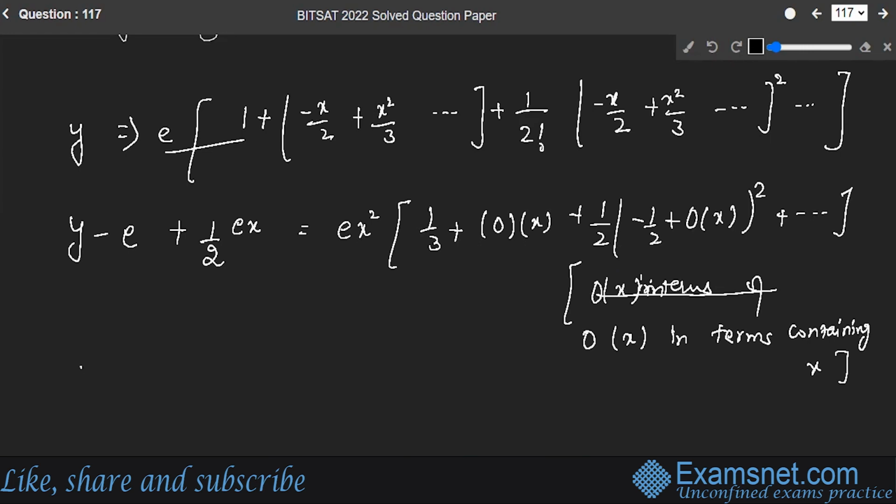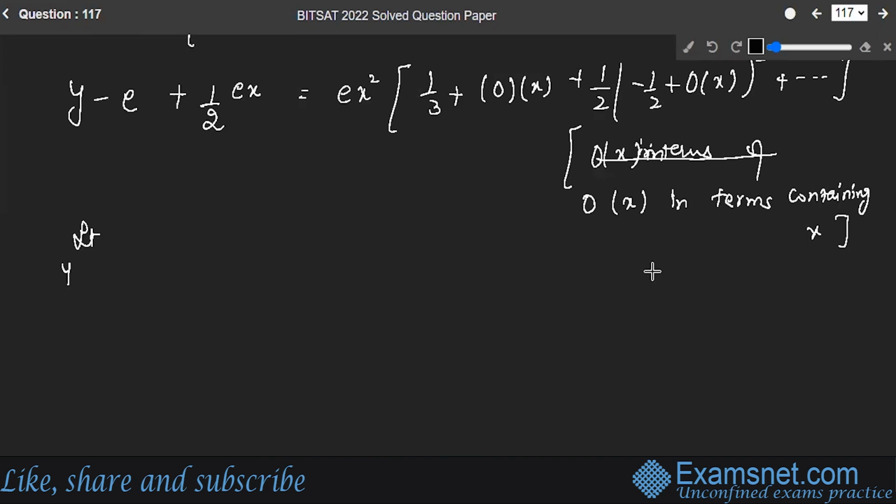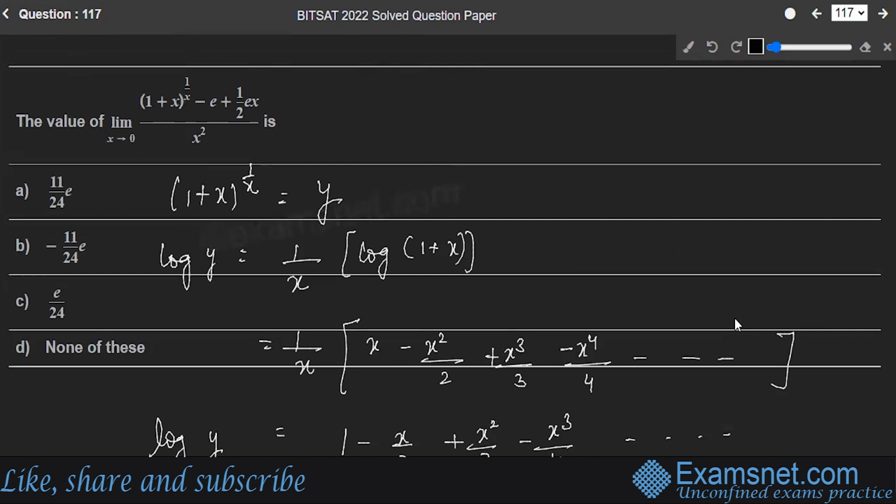So this will be limit, that was in the question, limit x approaching 0, y minus e plus 1 by 2 e power x upon x squared. This will be equal to e into 1 by 3 plus 1 by 8 is equal to this. All right. So this is the answer to the question. And we have option A as the correct answer.